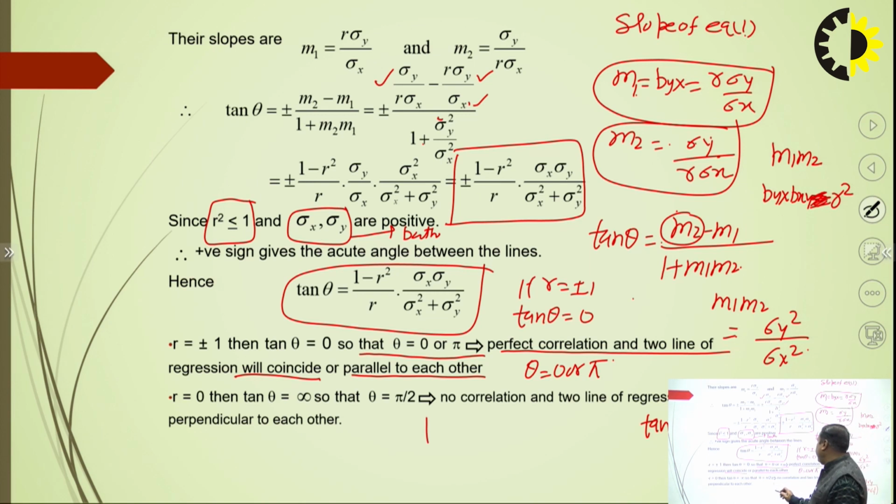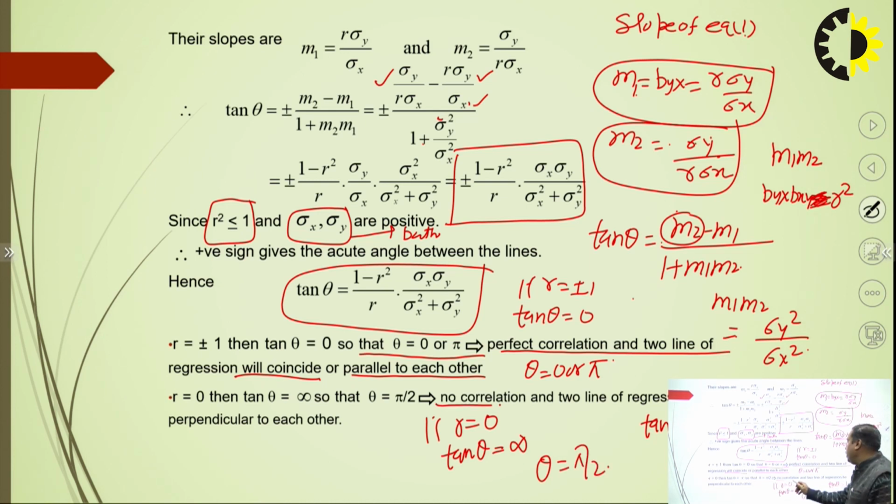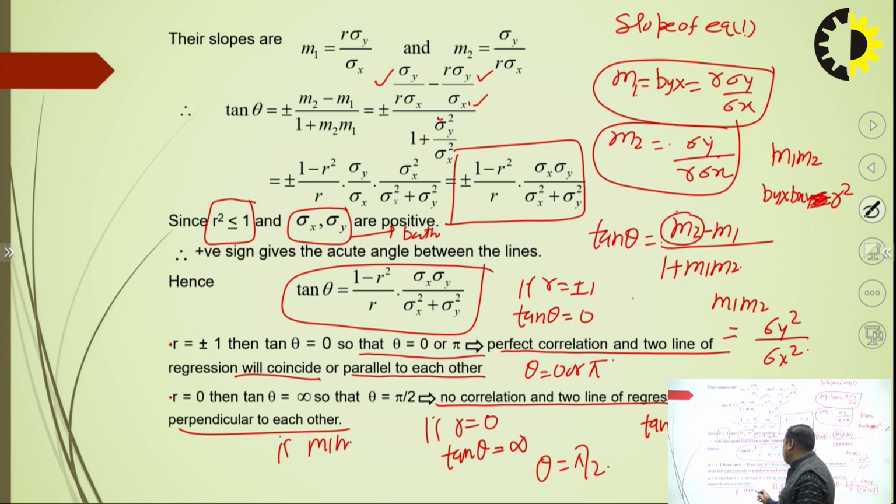Second, if r is equal to 0, then taking the value of this, tan theta is equal to 1 upon 0, which means infinite. Theta takes the value of pi by 2. That means there is no correlation between the lines of regression, that is, they are perpendicular. Since if perpendicular, m1 m2 is equal to minus 1.